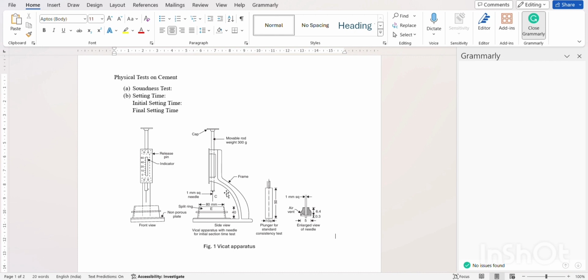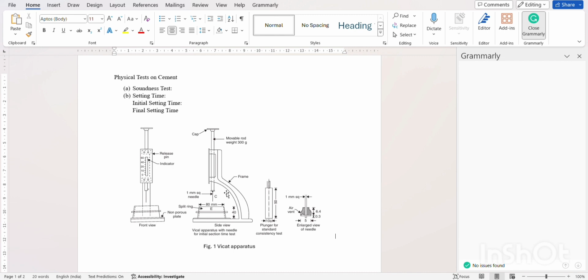As time lapses, the paste starts losing its plasticity and offers resistance to penetration. When needle can penetrate up to 5 to 7 mm above bottom of the paste, experiment is stopped and time lapsed between the addition of water and end of the experiment is noted as initial setting time.